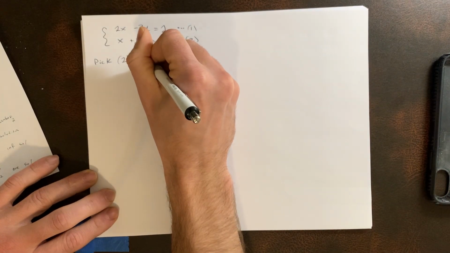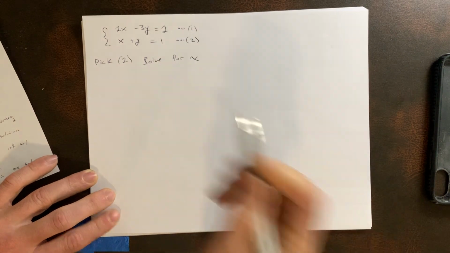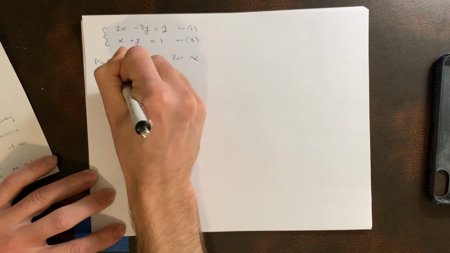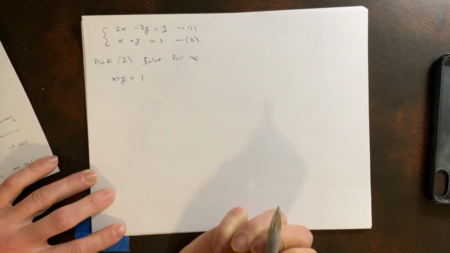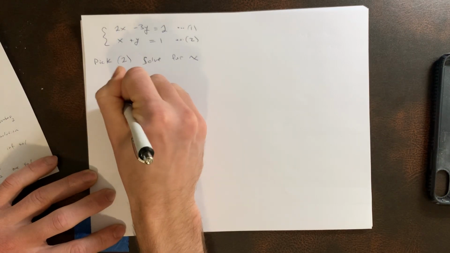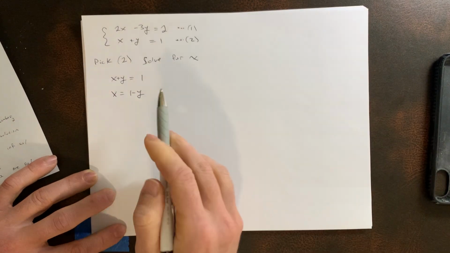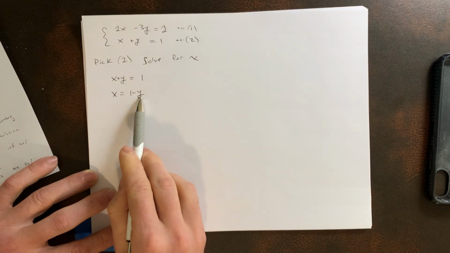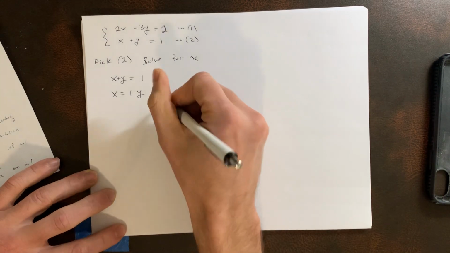So we take equation 2, x plus y is equal to 1, and we want to solve for x, meaning get x on one side and everything else on the other side. If we just subtract y over, we get x is equal to 1 minus y. Once we have that, we're going to take this and plug it into the first equation.